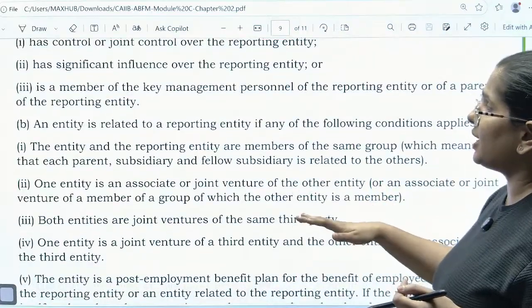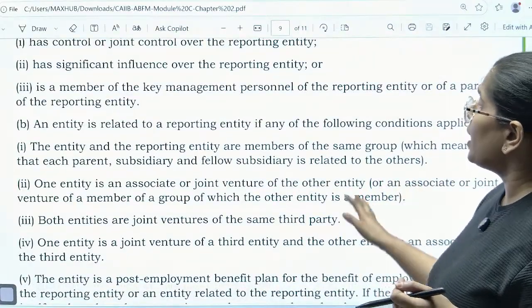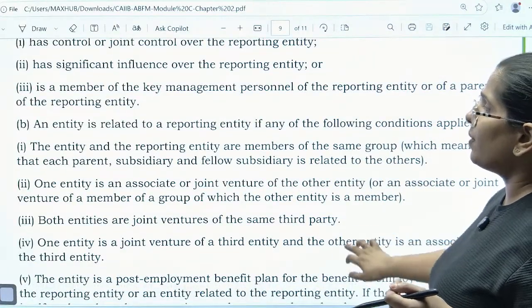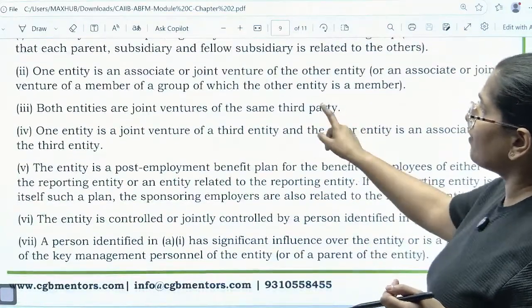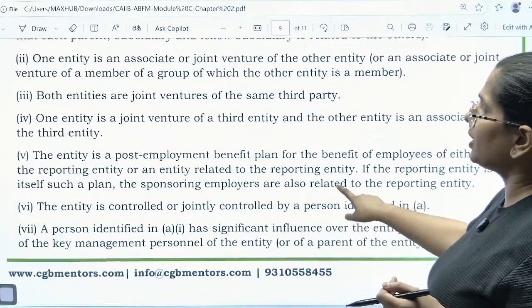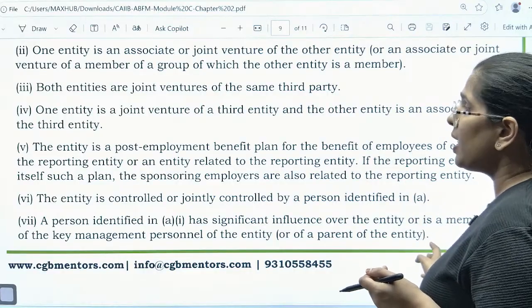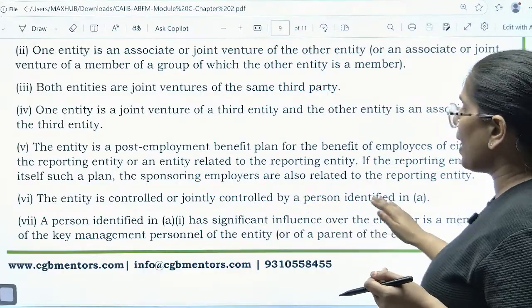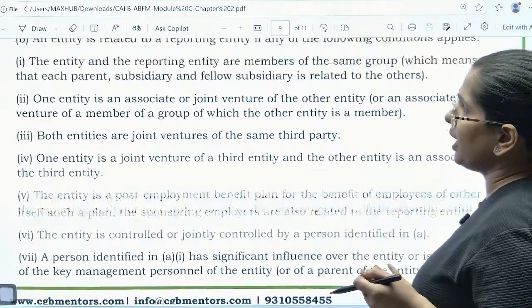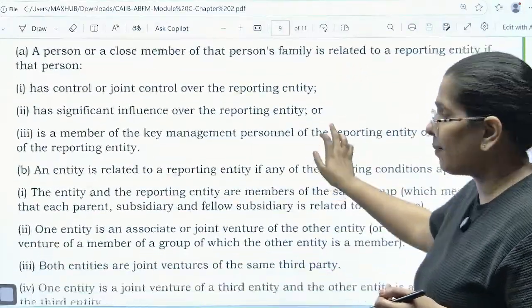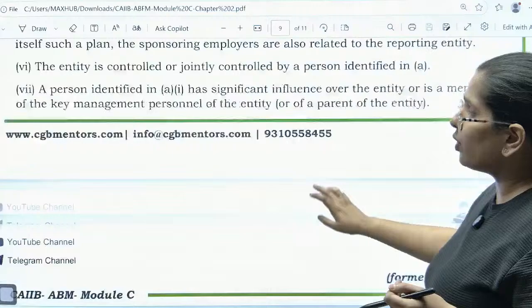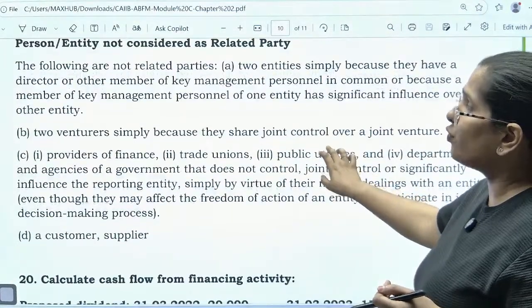If an entity is related to the reporting entity, they are both members of the same group, one is an associate or joint venture of the other entity, both are joint ventures of the same third party, or one entity is a joint venture of a third entity, right? The entity is controlled by a person identified in A, that is a person or a close member. But what is not included over here is something we have to focus on.